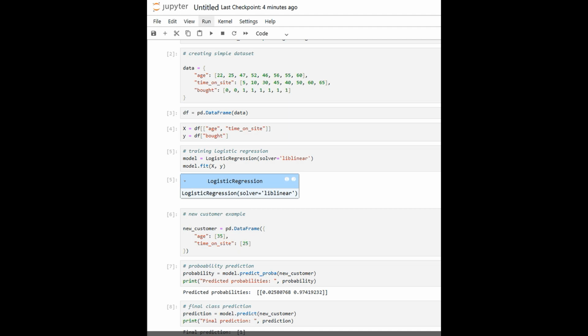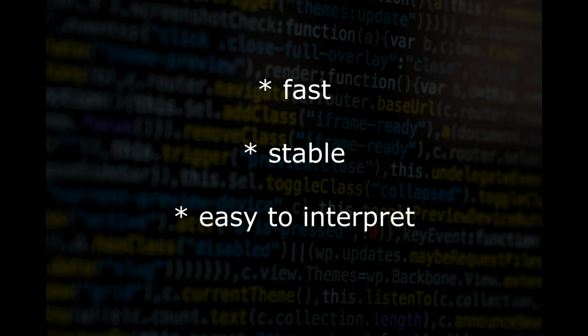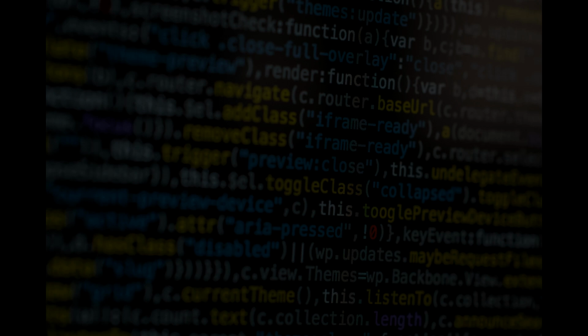Now, let's answer how companies use logistic regression. Logistic regression is extremely popular in industry because it is fast, stable, and easy to interpret. Banks use it for credit scoring. Marketing teams use it to predict customer response. Subscription platforms use it for churn prediction. Healthcare uses it for risk classification. One major advantage is transparency. You can clearly see which features influence the decision and how. This makes logistic regression very attractive in regulated industries.